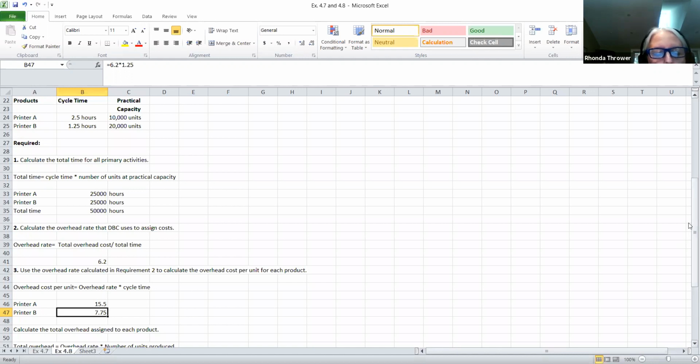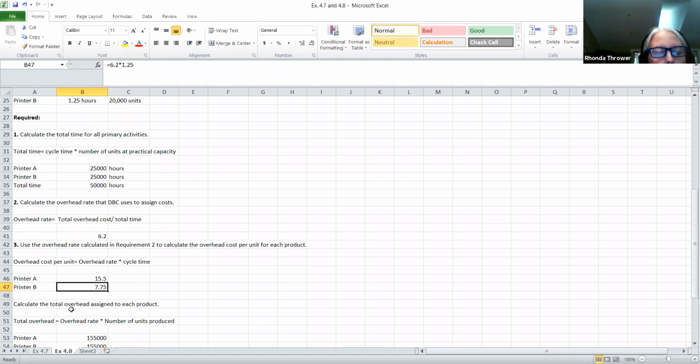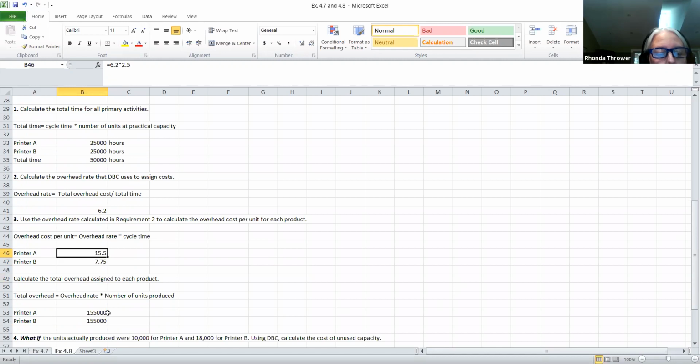And then to determine the total amount of the overhead assigned to each product, you could take the overhead cost per unit and multiply it by the number of units that you produced. So in printer A, we're producing 10,000 units. So I would take the $15.50, multiply it by 10,000 units, and that'll give you the total overhead cost for A at $155,000.